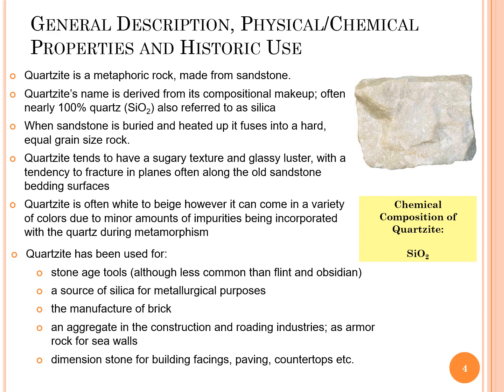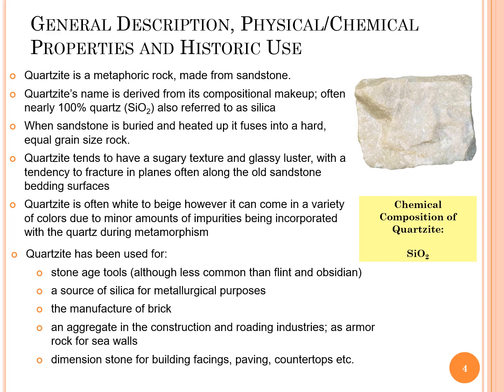Quartzite, especially on a freshly fractured surface, has a sugary texture, a glassy luster, with a tendency to fracture in planes, often along the old sandstone bedding surfaces, a characteristic of many quartzites. Quartzite color is often white to beige, but frankly can come in a wide variety of colors due to minor impurities that may have been in the original sandstone and or were incorporated when the quartzite was metamorphosed.